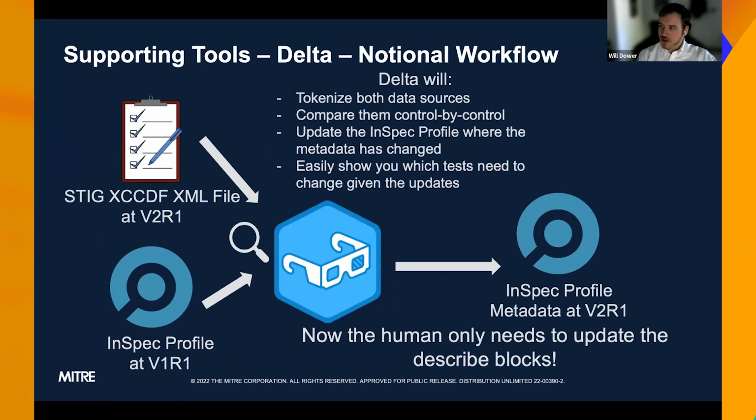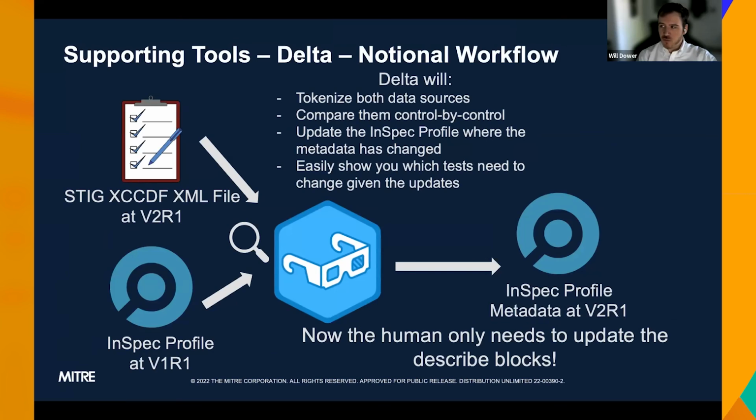It takes an Inspec profile and a guidance document as inputs, tokenizes them both, and does a comparison to find out what metadata was updated. It can then automatically update the Inspec profile to match the new release. Now all the Inspec coder has to do is take a look at the controls that had changed metadata and see if those changes were material enough to warrant actually updating the logic of the Inspec control. It's much less of a headache this way.